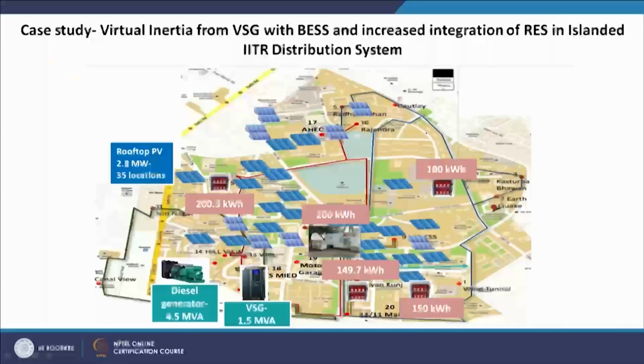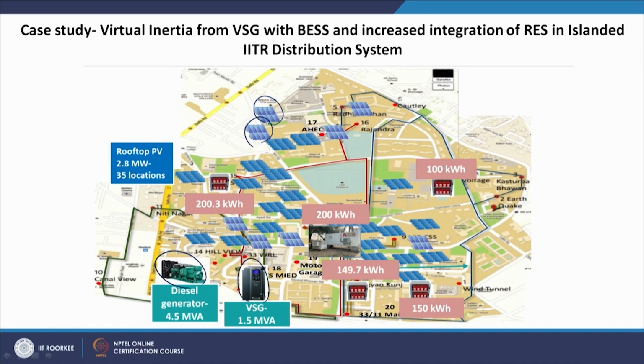What we have assumed is this: the IIT Roorkee campus network, or to some extent a distribution network too. All these blue patches are my PV panels, and then we have a huge diesel generator of 4.5 MVA considered, and we have assumed a VSG of 1.5 MVA, and a battery of 200 kilowatt hour as you could see. We are proposing the battery in 4 different sites, excluding the one which has already been physically deployed in the campus in the Department of Electrical Engineering.